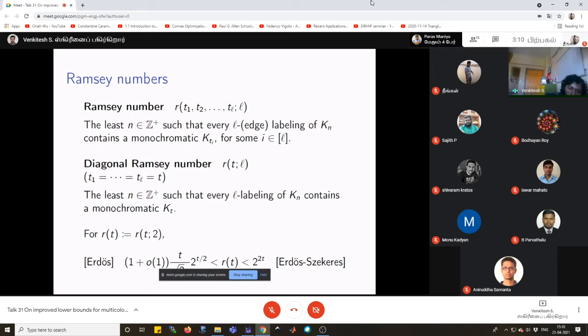And the lower bound was given by Erdős using the probabilistic method, and it's of the order of 2 to the t by 2. There are lower order terms corresponding to t, and there is a 1 plus o(1) term, all those. But the key point here is that the lower bound that we know is of the order of 2 to the t by 2.